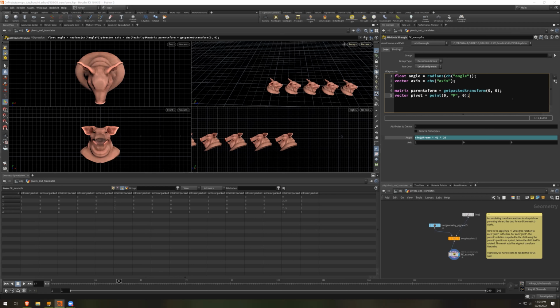I could also, if I wanted to, pull P out of this transform matrix if I had to, instead of fetching it as a separate attribute, but it's just way more convenient to get it as P. And I'll explain more about how to pull information out of matrices in a second.